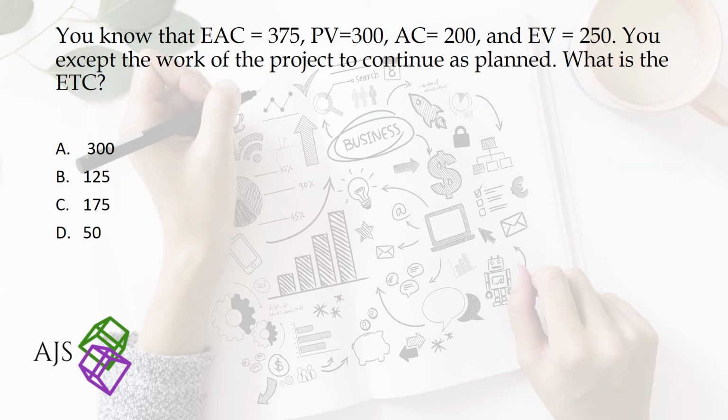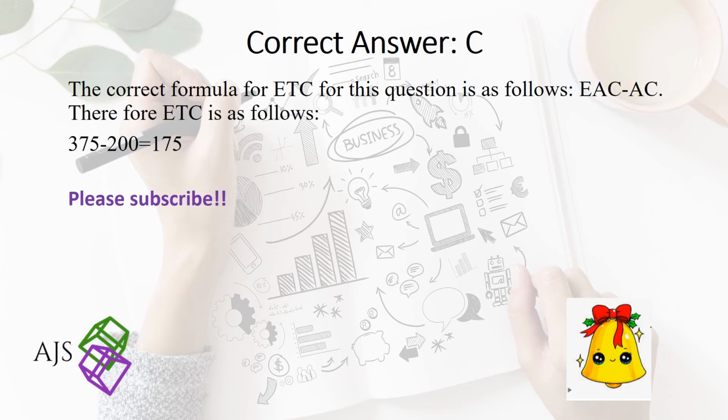You know that EAC is equal to 375, PV is equal to 300, AC is equal to 200 and EV is equal to 250. You accept the work for the project to continue as planned. What is ETC? A 300, B 125, C 175 or D 50? And the correct answer is C. The correct formula for ETC for this question is EAC minus AC. Therefore, ETC is 375 minus 200, which is equal to 175.